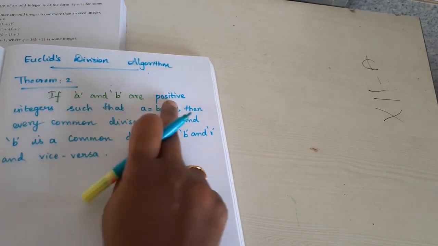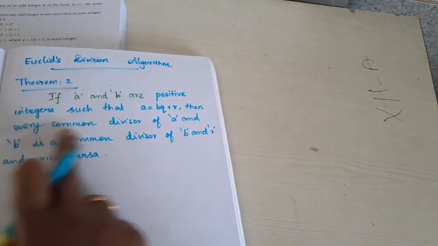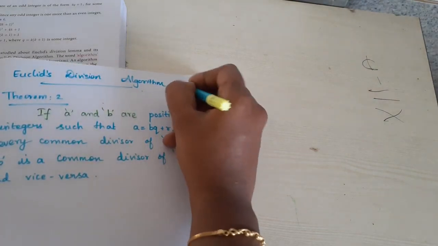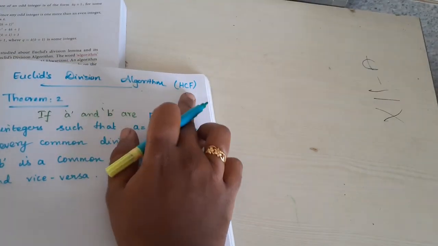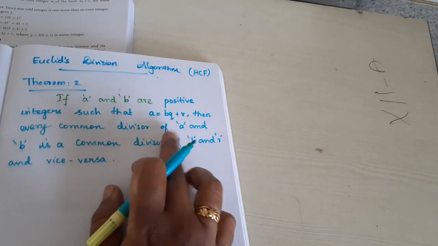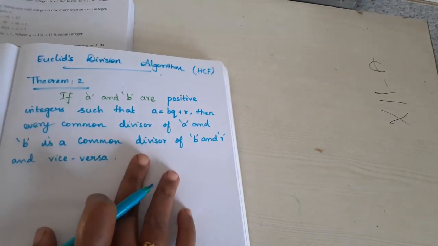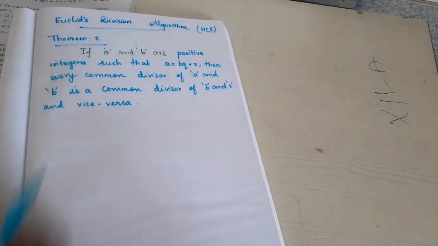If a and b are positive integers such that a is equal to bq plus r, then every common divisor of a and b is a common divisor of b and r, and vice versa. Euclid's division algorithm is used to find the HCF. HCF or GCD, both are the same. I am giving one example; while seeing the example, you will get the theorem easily.